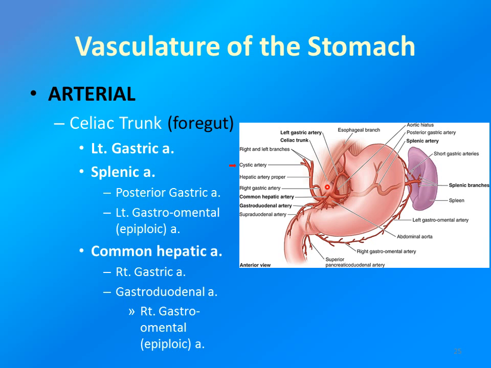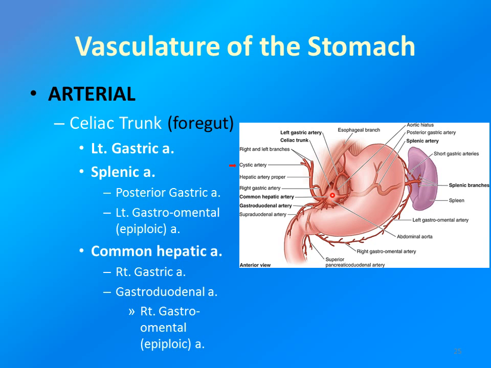Here's the celiac trunk, giving rise to the left gastric artery with its esophageal branch, and that artery curves around along the lesser curvature of the stomach, joining with the right gastric artery. The right gastric artery arises from the common hepatic artery, another branch of the celiac trunk.